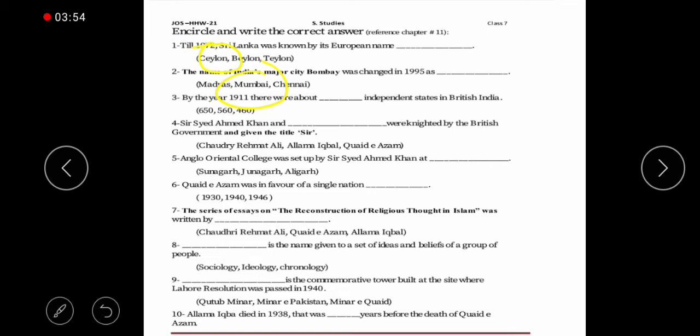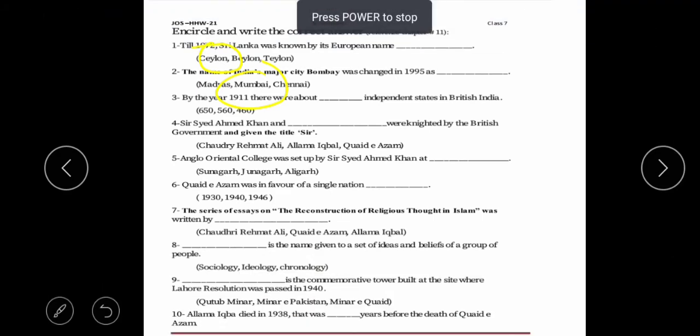Okay. Qaid-e-Azam was in favor of a single nation, as we've read in chapter number 14, that till 1940 Qaid-e-Azam was in favor of a joint India, a single nation. After that, he demanded a separate homeland for Muslims. The series of essays, Reconstruction of Religious Thought in Islam, was written by, when you Google it, you will find out, Allama Iqbal.